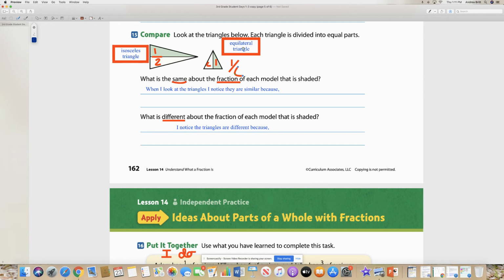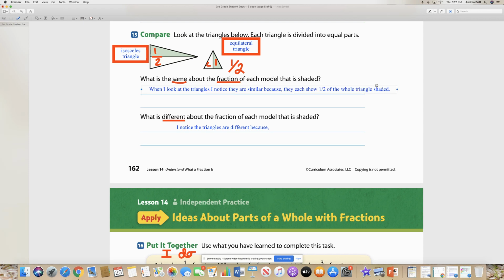So when I look at these two triangles, I notice they are similar because they each show 1/2 of the whole triangle shaded. That is something that I noticed that is similar between them. They both represent 1/2 of the whole.